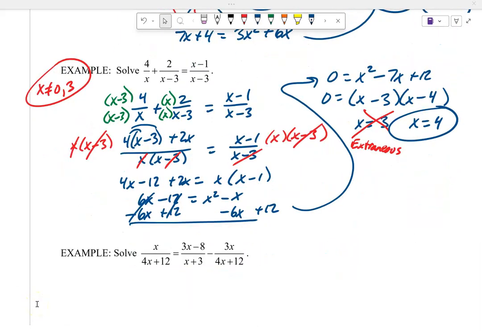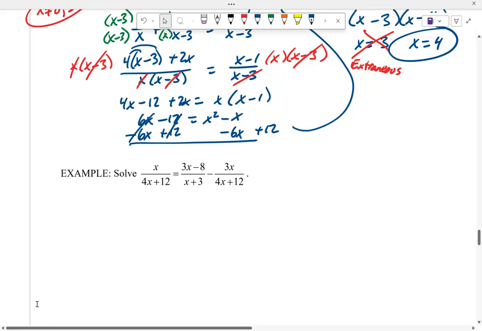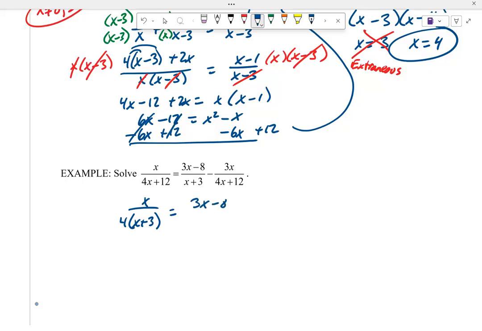This next one, I've noticed that 4x plus 12 is not factored. I'd go ahead and factor that first before we think about doing anything. So I've got x over 4 times x plus 3. So x can't be negative 3 there. Over here I've got an x plus 3 minus a 3x over, again, factor that. So just note x cannot be negative 3. That would be an issue here. And now let's get a common denominator.